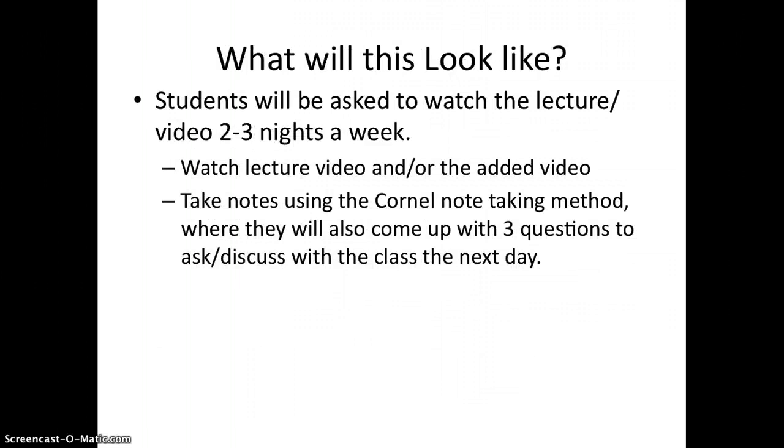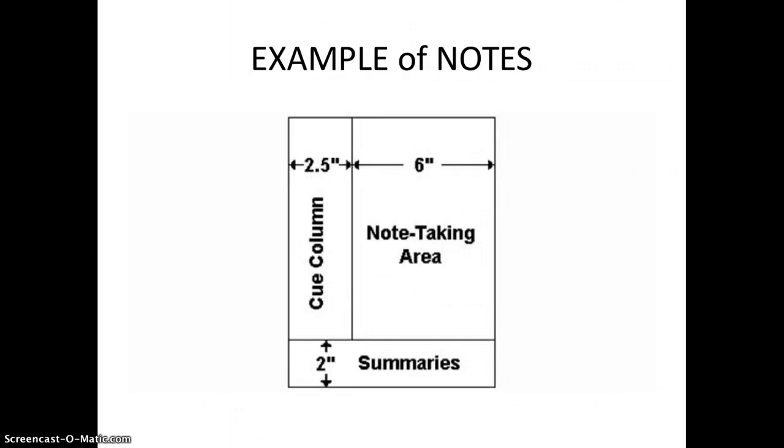So what will this look like in my American history classroom? It will basically be first a mixture of both online instruction and outside classroom instruction. At first, students will be asked to complete their history homework 2 to 3 nights a week by watching my discussion online and, if needed, the extra information video, where they will watch the small video clip and then take notes using the Cornell note-taking strategy.